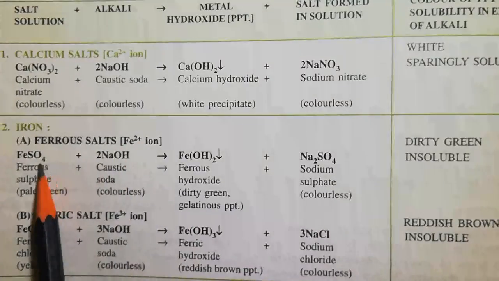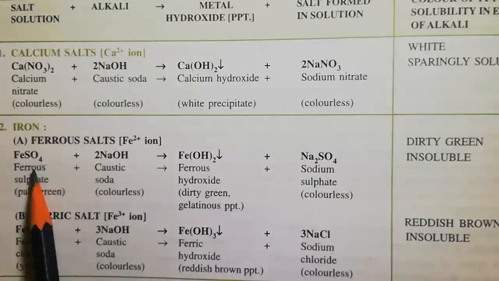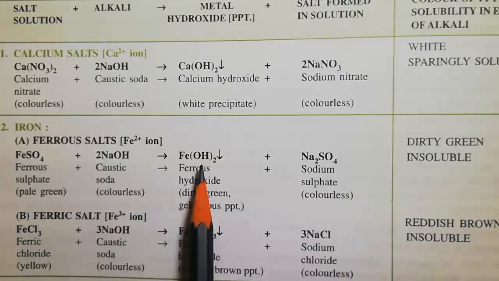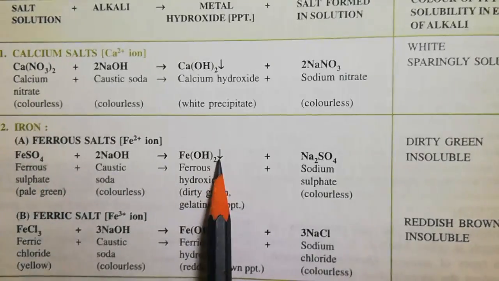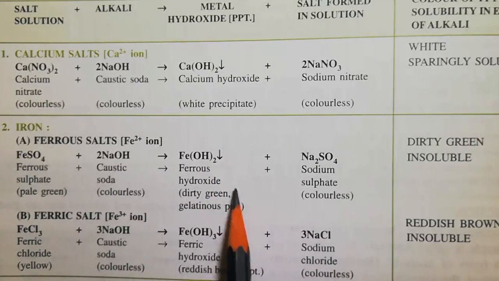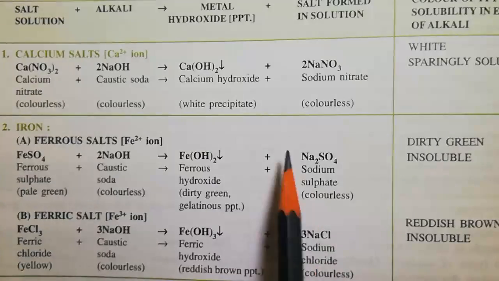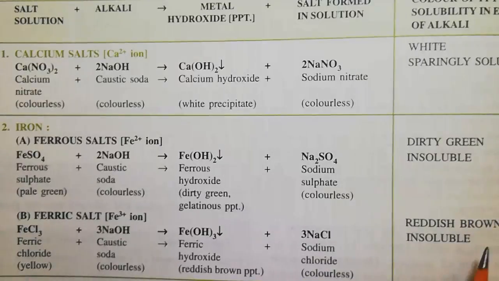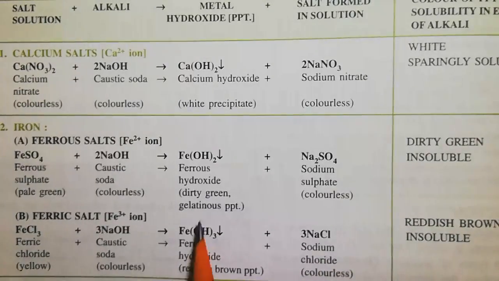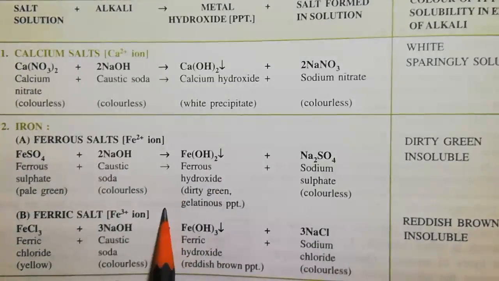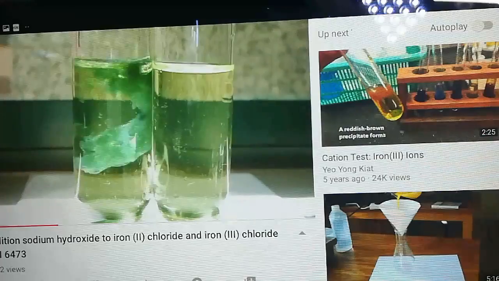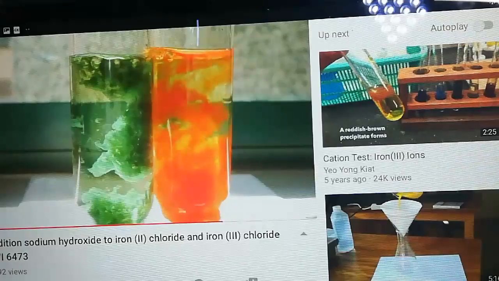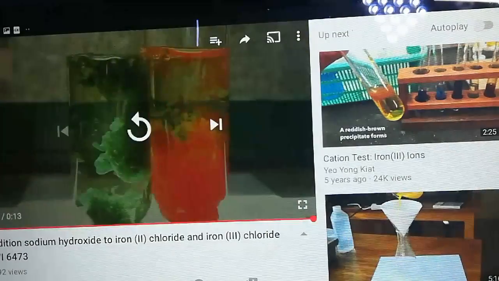The next one is ferrous sulfate and ferric chloride, that means ferrous and ferric reacting with NaOH. A similar kind of reaction will again follow, that is the precipitation of hydroxide salt, as these are insoluble, along with another salt, sodium chloride and sodium sulfate here. It looks dirty green, insoluble, and I will show how it looks, and the other is reddish brown. So you have to remember the reaction along with their color change. And you can see the color change, the first one for ferrous and the second one for ferric.